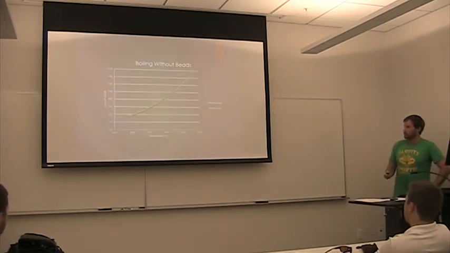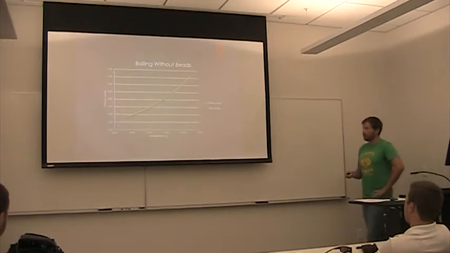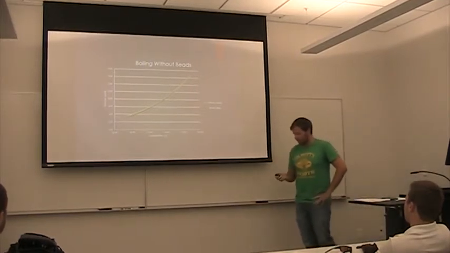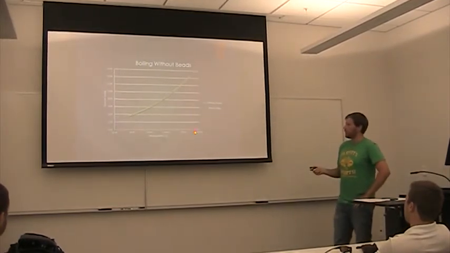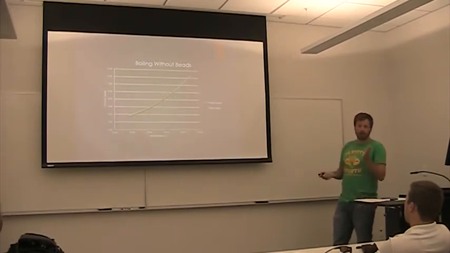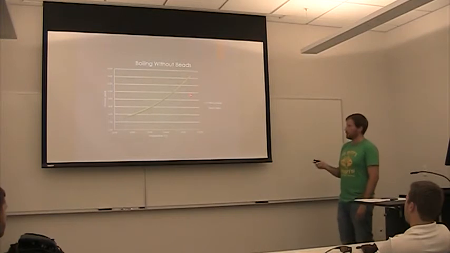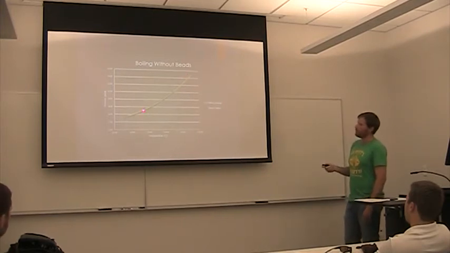All right, so what we started with was boiling without beads, and water at about 100 degrees Celsius boils at about 14.7 atmospheres. And as you can see, as we lower the pressure, creating a vacuum, the temperature at which water boils lowers, and then using the steam tables, we were able to verify this.